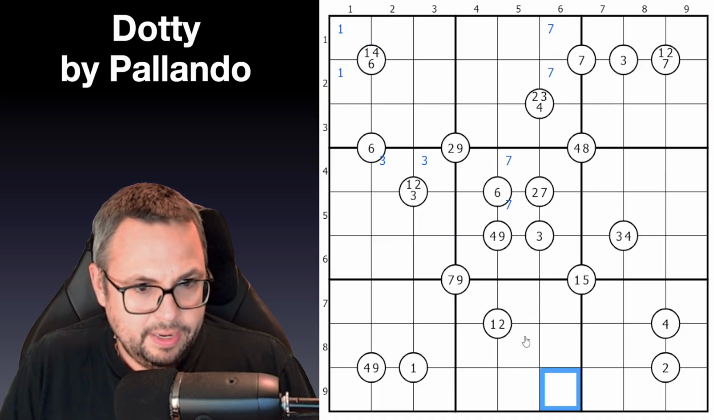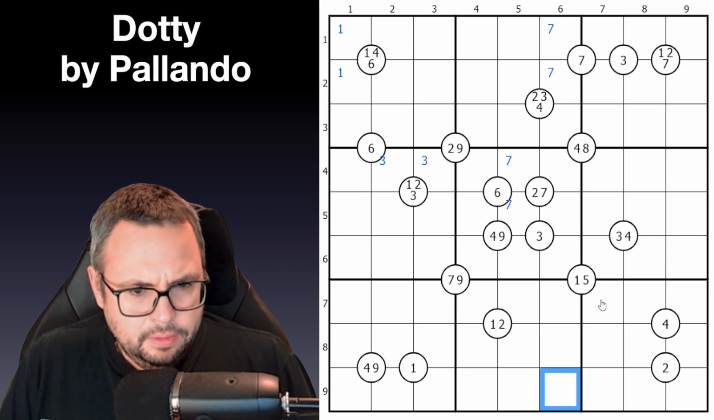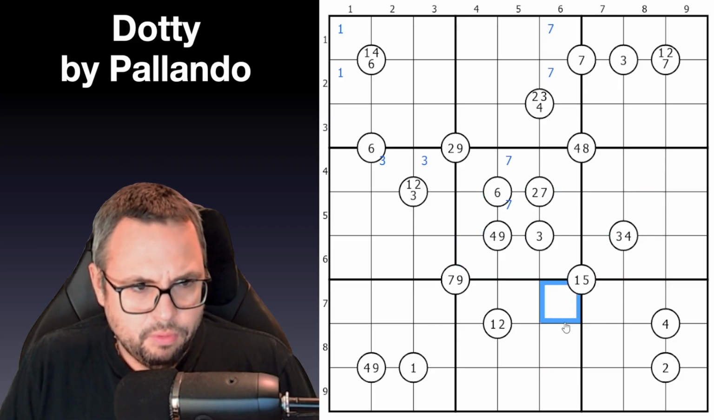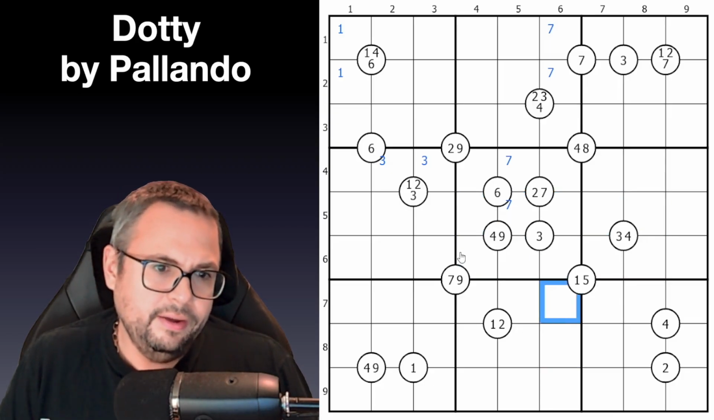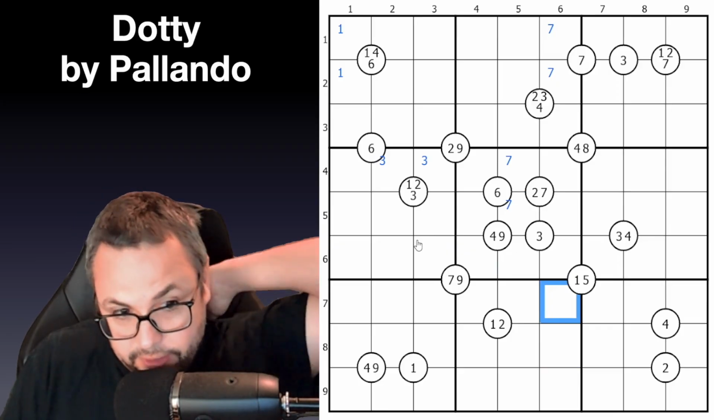Let's see. Where else do we have things aligning that are interesting? The 1 doesn't quite align with anything. So we do have aligning 4s. Okay, yeah, we can place a digit, actually. It's quite useful.